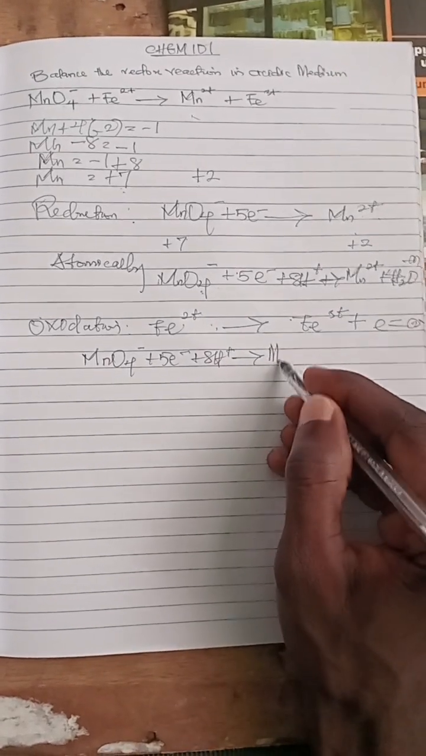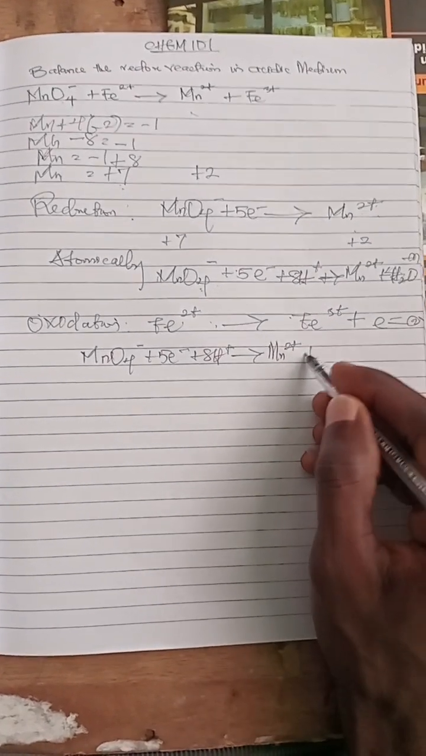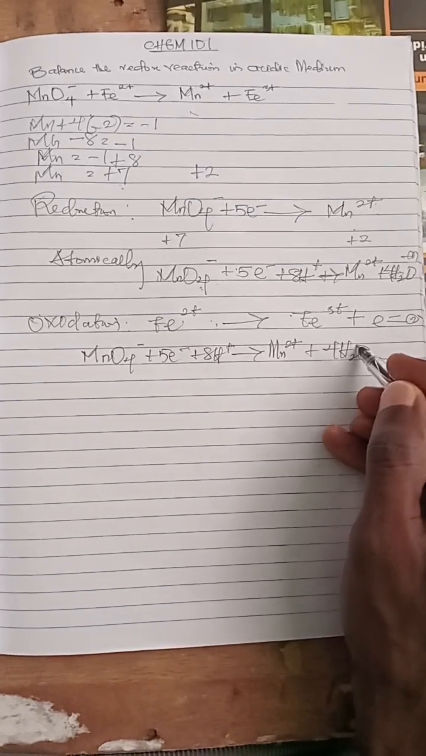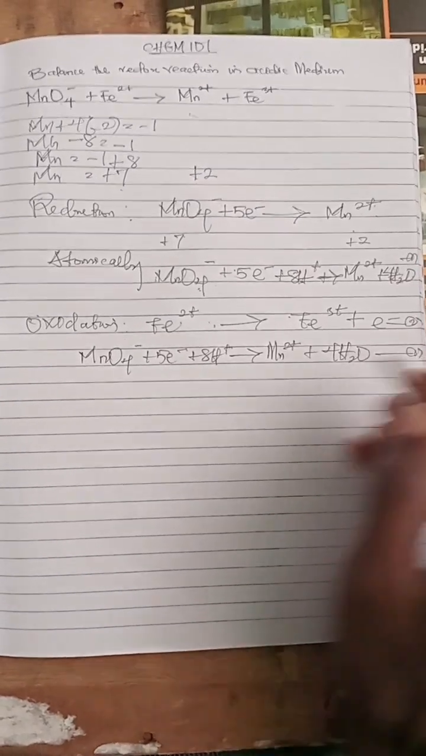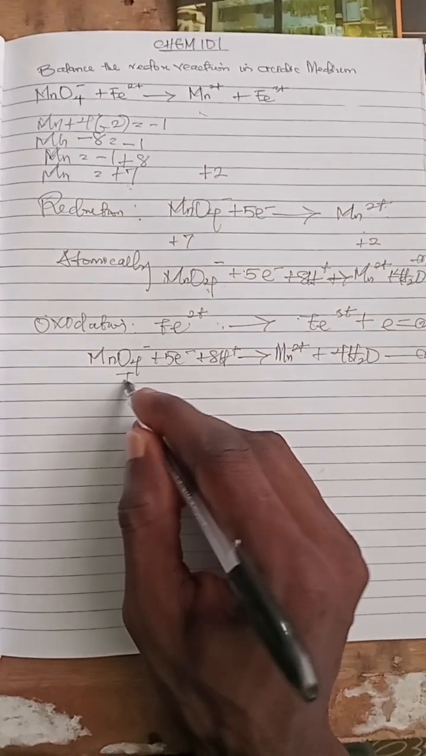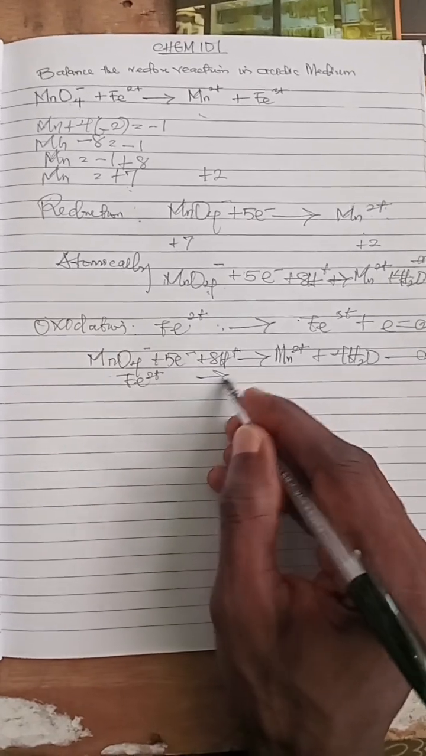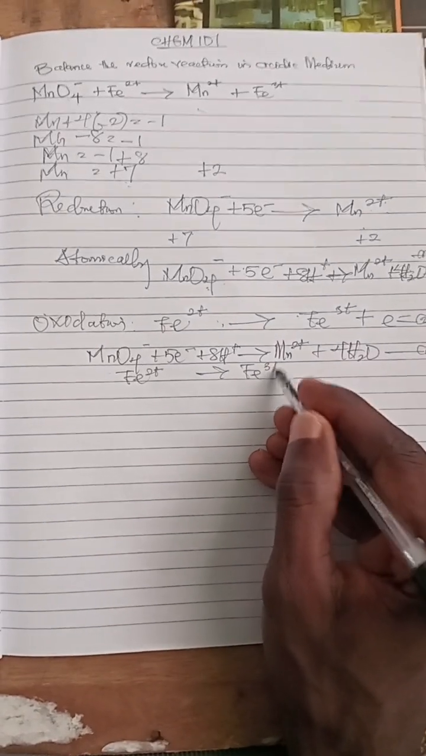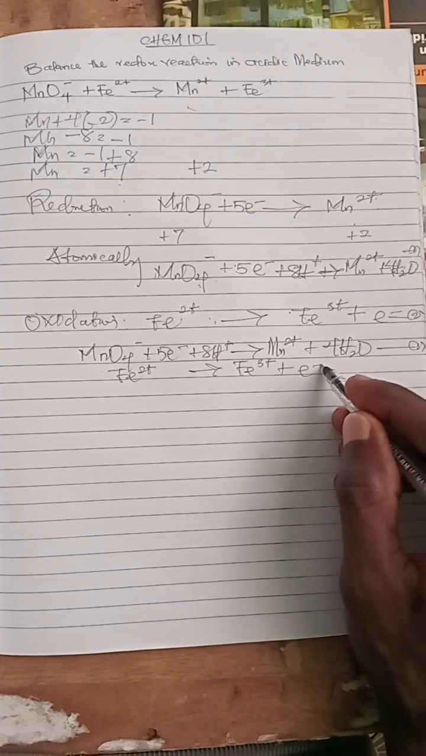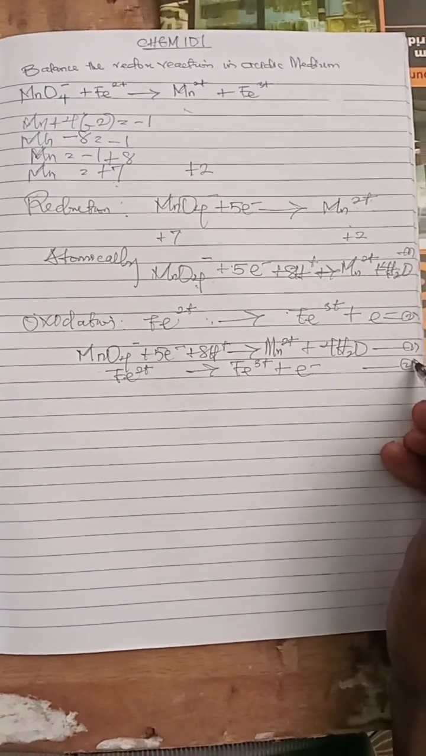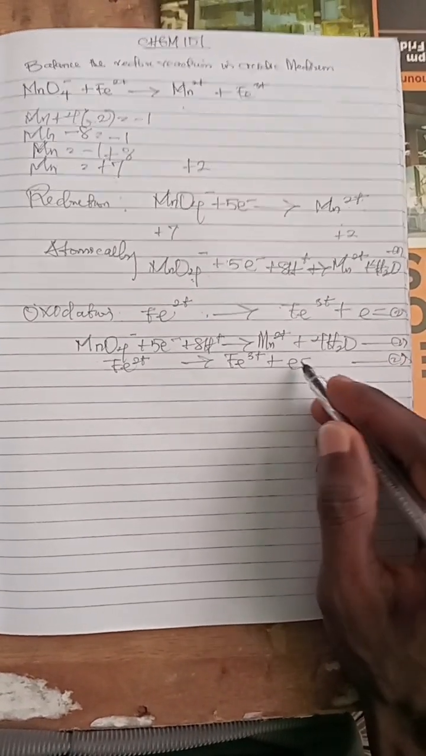To give manganese 2 ion plus 4 moles of water molecules. This is equation 1. Then equation 2 to give iron 3 plus 1 mole of electron. That's equation 2. So we are going to solve this simultaneously.